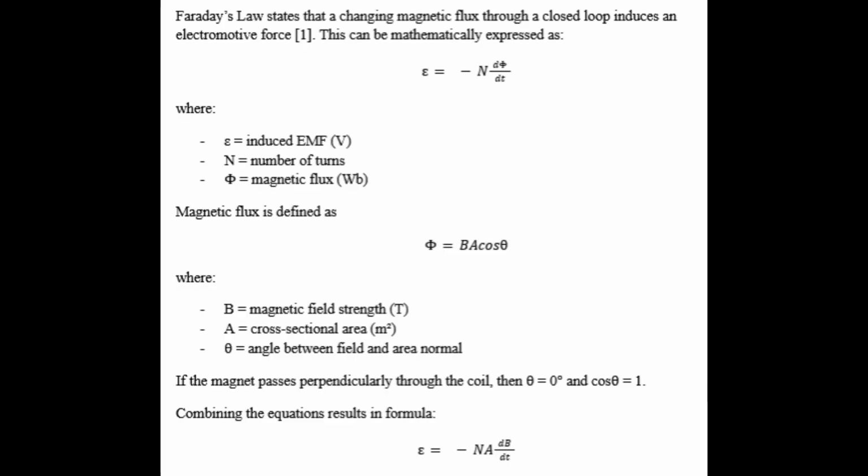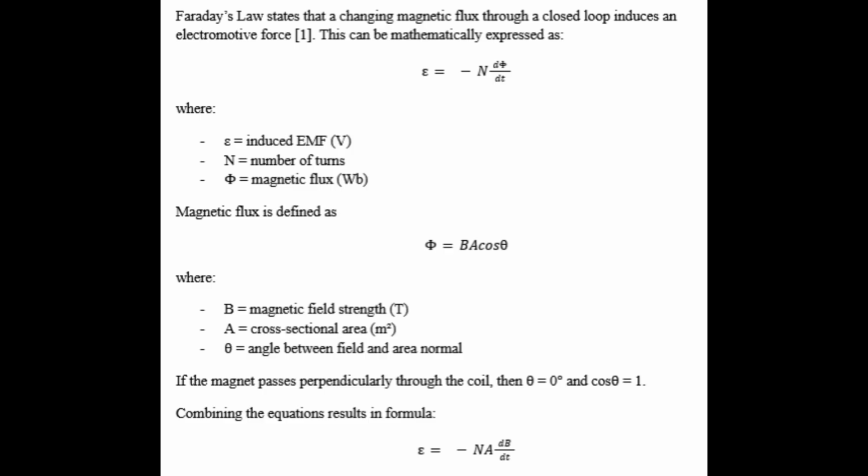After doing experiments and finding experimental values, I calculated expected values by following this theorem, Faraday's law. By dropping a magnet through the center of the coil, the resulting change in magnetic flux induces a peak electromotive force governed by the relation: induced EMF equals minus number of turns times cross-sectional area times rate of magnetic field change.